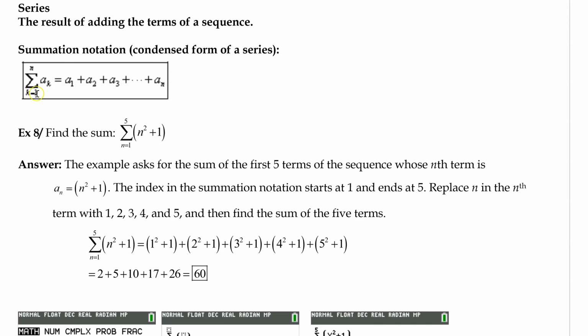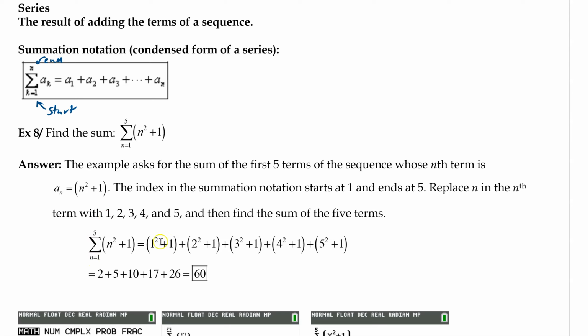And so what it means is this is where we start, right here. And this is where we end. And we use every single term from there to there. So here we're going to plug in 1, and then 2, and then 3, and then 4, all the way to 5. So we're going to start at 1, end at 5.